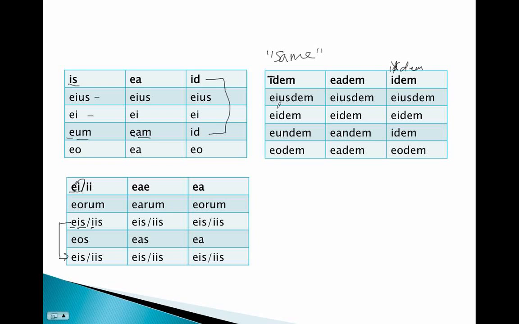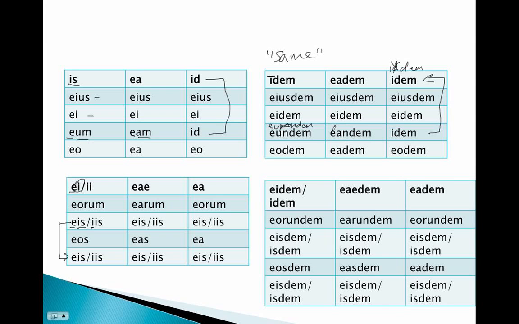we get idem. The genitive eiusdem is as you'd expect, the same with the dative singular, eidem. And then in the accusative, instead of eumdem, that m has shifted when followed by a d to an n. So it's merely a shift in pronunciation, not actually a shift in form. So eundem, eandem, idem. The accusative being the same as the nominative. And then your ablative, eodem, eadem, eodem, as you'd expect.